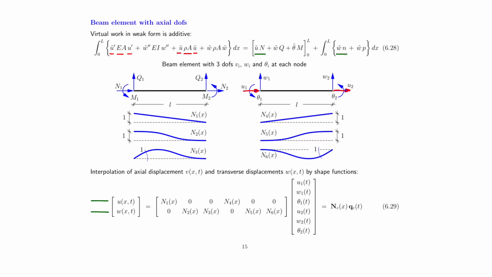We collect the corresponding degrees of freedom in a 6x1 vector that we will refer to as Q, and we initially have the three components associated with the first node, and then we will have the three components associated with the second node. And usually we order them by first the horizontal, then the vertical displacement, and finally the rotation. And we do that in both nodes.